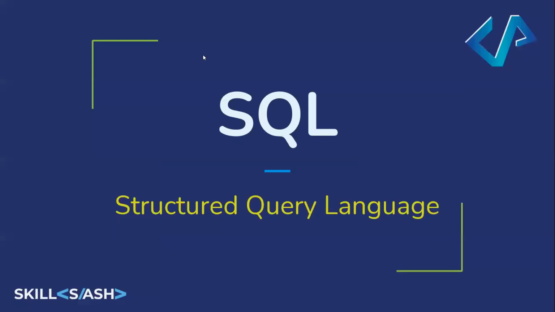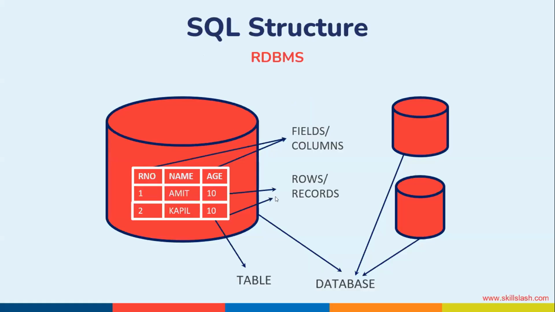Now, when I talk about a database, it has some tables. Those tables have fields and columns. Fields or columns is the same thing, and the rows and records. So if you remember, this is the slide we covered yesterday. We looked into what is a table, fields, column, rows and records.